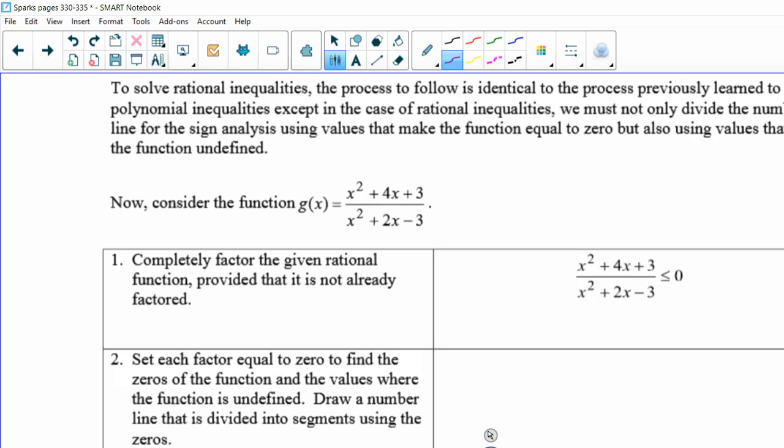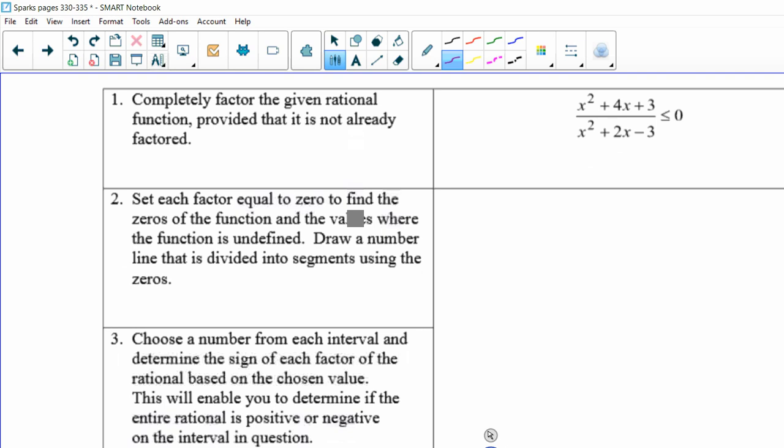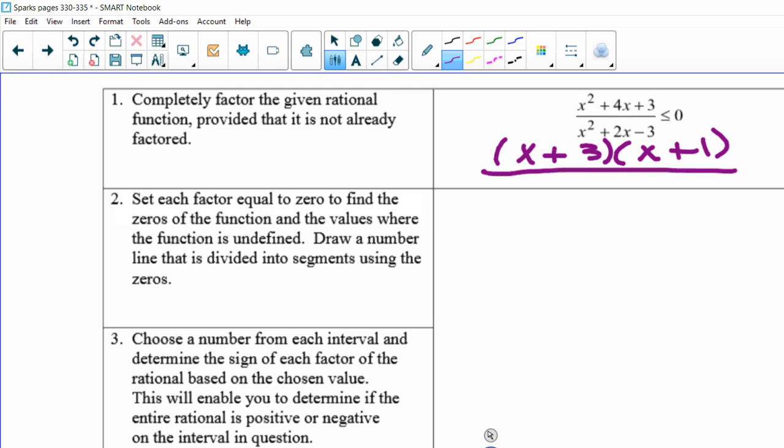Now, completely factor the rational function provided it's not already factored. We've already done that, yes? What was this? We had x plus 3 times x plus 1 over, thank you.